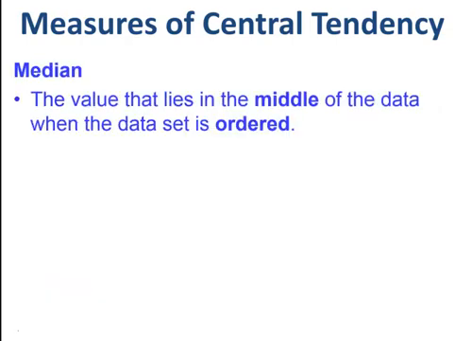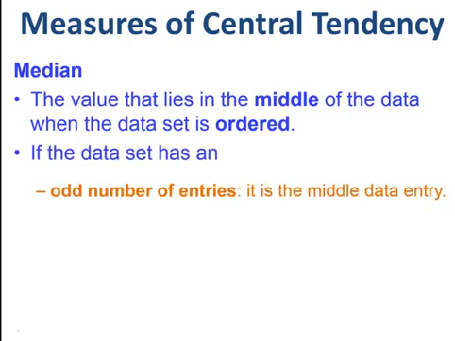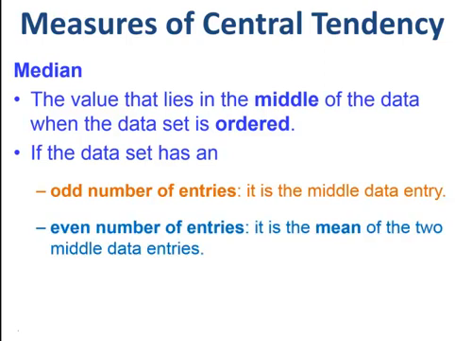The median is the value that lies in the middle of the data when the data set is ordered. So you would have to order it in numerical order. If the data set has an odd number of entries, it is the middle data entry. If it has an even number of entries, it is the mean of the two middle data entries. So you would take the two middle data entries, add them together, and divide by 2.